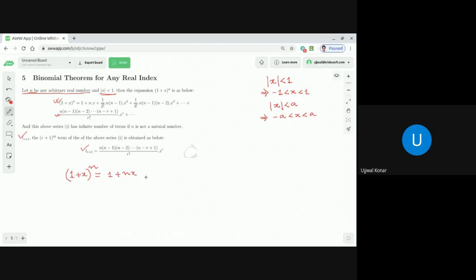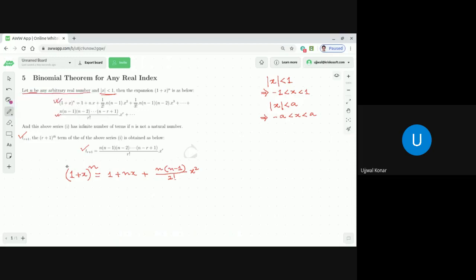Then the next term will be what? The next term, as we see, is n into (n minus 1) by factorial 2 into x square. Think about it: as x is a fraction, x square will be a very small number. Fraction means less than 1, so x square will be even less than 1. The next term, x cube, will be even smaller. So generally, dear students, we only consider up to this.